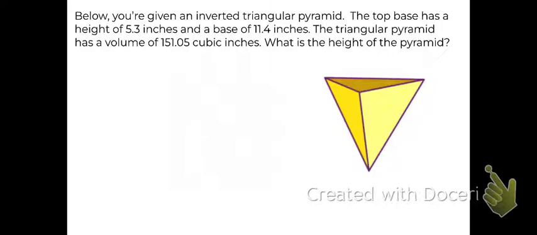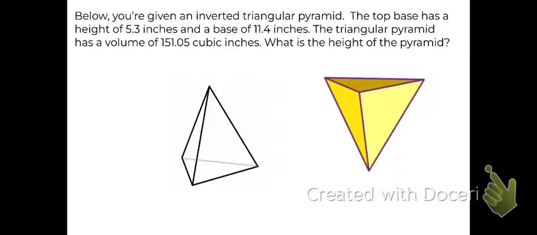Below you're given an inverted triangular pyramid. What do they mean by inverted? Well, if you look at the triangular pyramid here in the yellow, you'll notice that it's flipped over when you compare it to a more traditionally placed triangular pyramid like the one here on the left. So inverted just means flipped over.